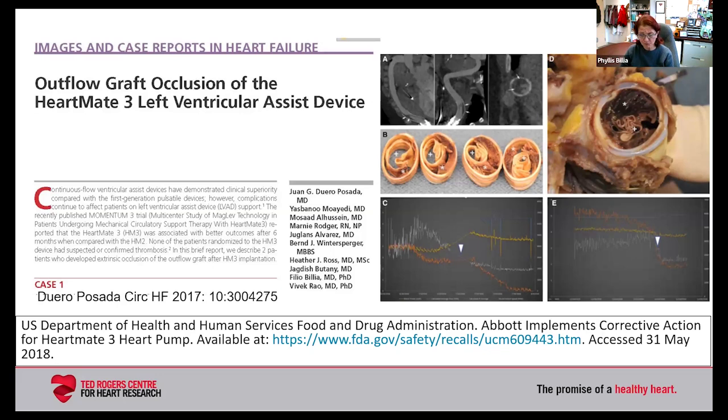And this is really as a result of the fabric of the outflow graft being porous that could lead to leakage of intravascular contents. And then this was followed shortly afterwards in May 2018 with the FDA issuing a recall that related to what they called an LVAD graft outflow complication.